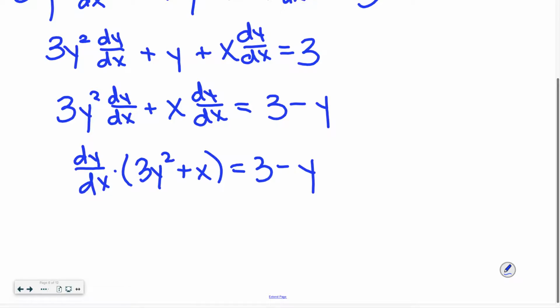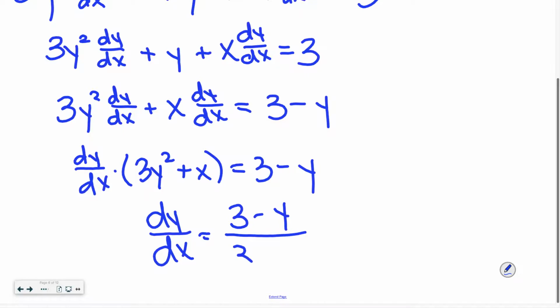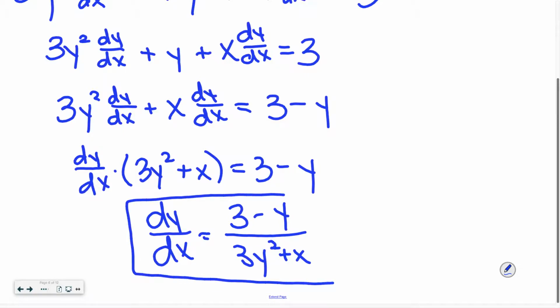dy dx is being multiplied to what I have in parentheses. So to get dy dx by itself, we can divide it over. Since we have an implicit equation involving x's and y's, our derivative will also involve x's and y's.